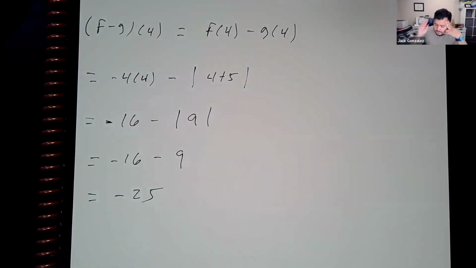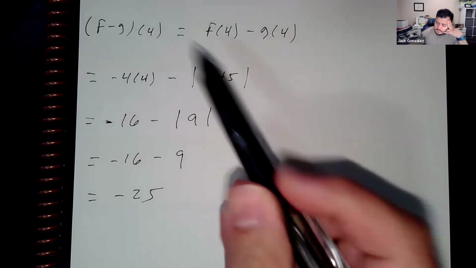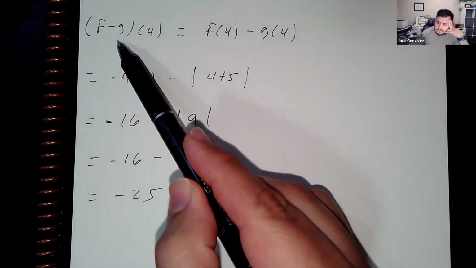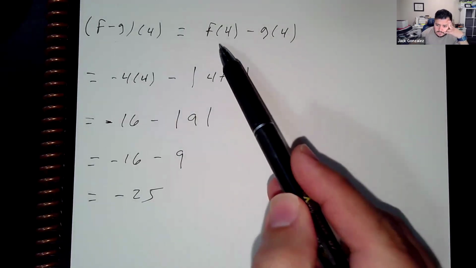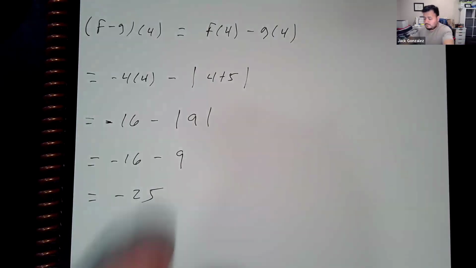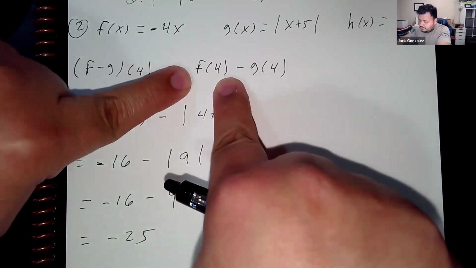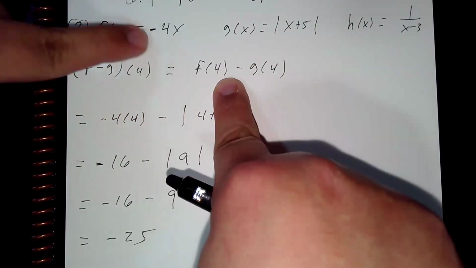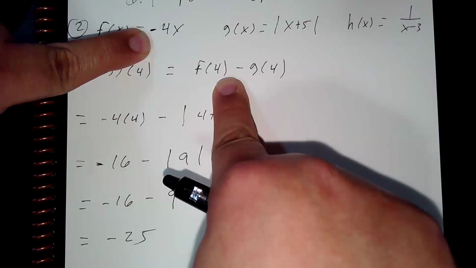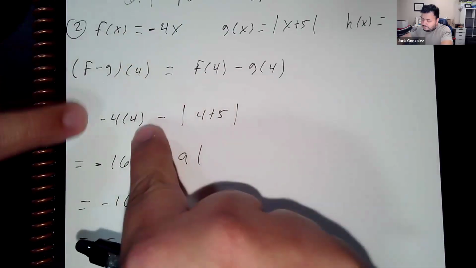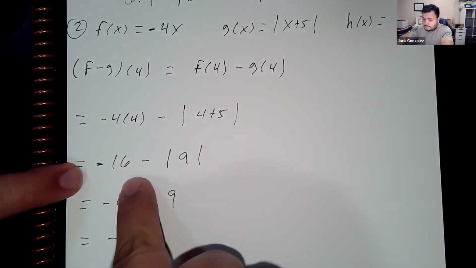Yeah, so the first thing we need to look at is the formula I gave you, right? This means plug in 4 into each one individually and subtract them. That's what this notation means right here. So you take the f of 4, go to f. What does f do? It multiplies by negative 4. So plug in the 4, we get this.